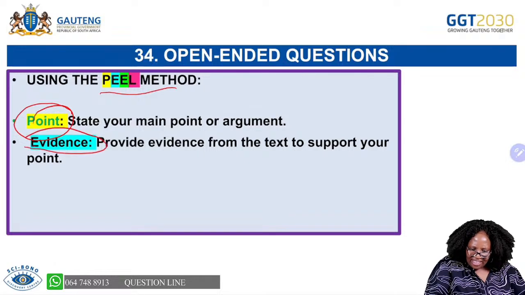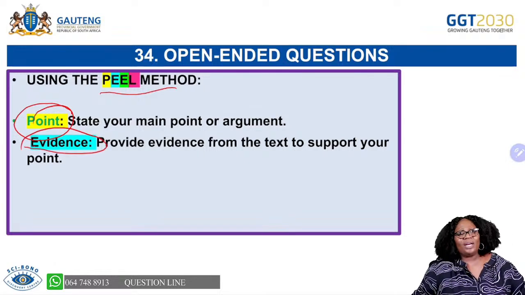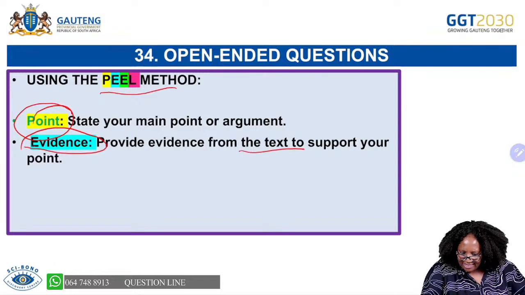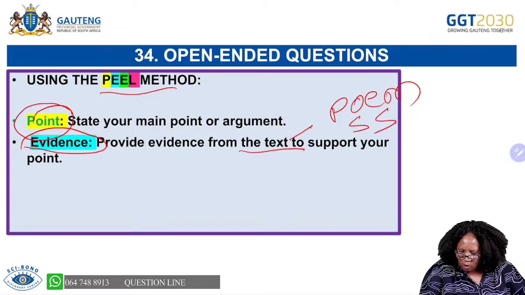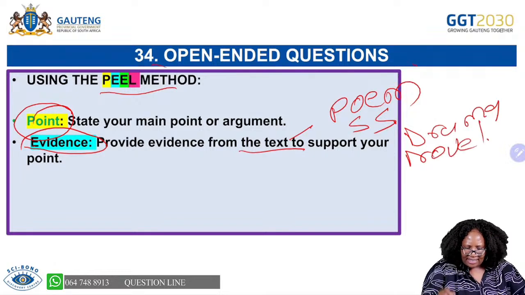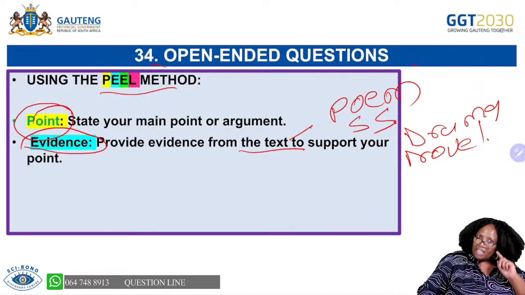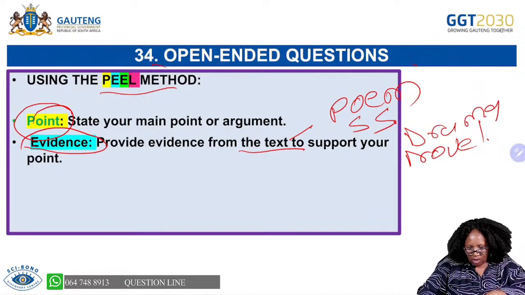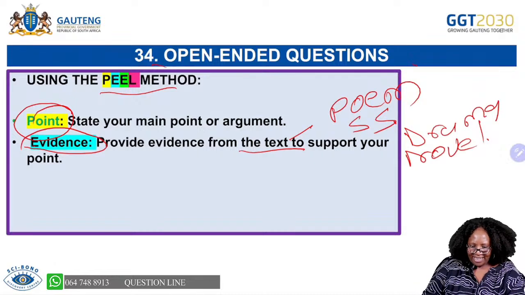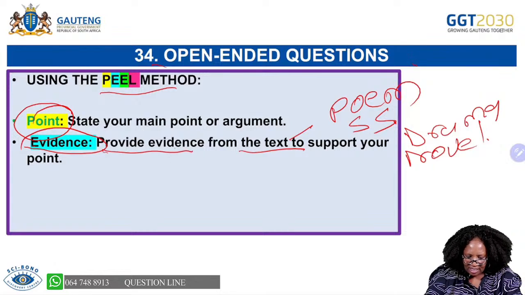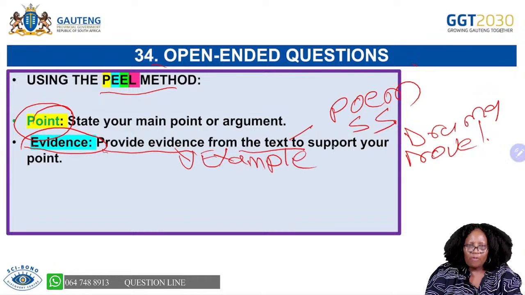Then you give evidence. You provide evidence. And where do you get the evidence? From the text. Be it a poem, short stories, drama, or novel. So when you do open-ended questions, think PEEL method, think you must provide. Provide what? Evidence. The evidence will be an example. And those examples are from where? From the text.